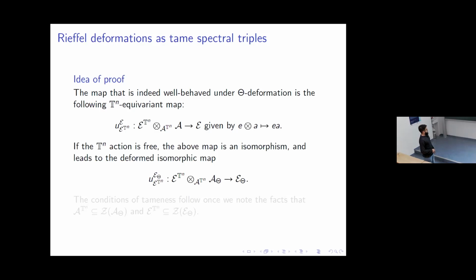If the torus action is free, the above map is in fact an isomorphism, and it is sort of an if and only if criterion, at least at the algebraic level for sure. And this leads to the deformed isomorphism map over here, where these are all left unchanged by the theta deformation, and theta sits over here and one theta sits over here. The rest of the checking, the calculations regarding whether it is tame or not, follows once we know the following two things: the invariant subalgebra will always sit inside the center of the deformed algebra, and the invariant subspace will always sit inside the center of the deformed space of one forms. And then the rest of it is fairly routine.